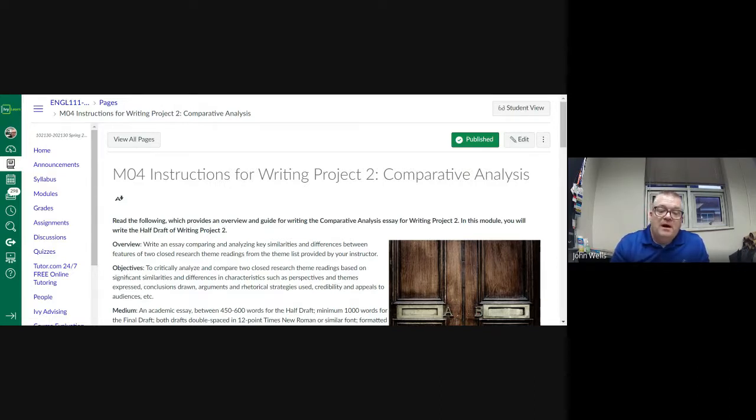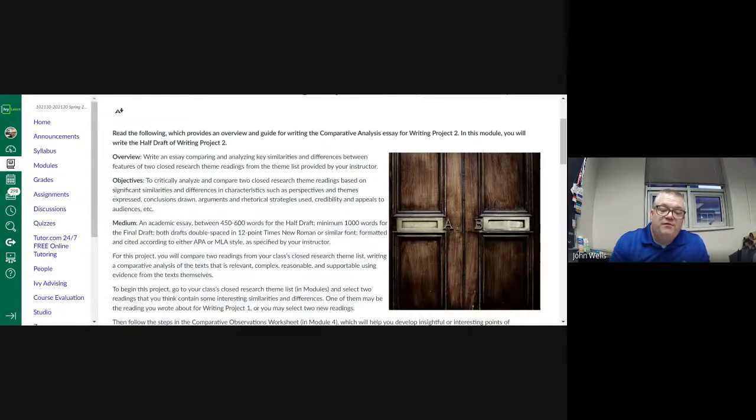Okay. Now, the half draft or the comparative analysis, what we're looking for is an essay that compares and analyzes key similarities or differences. And I want you to note that word key. We're not looking for all of them. We're not looking for everything that's the same or everything that's different. They're different articles. There are going to be differences, right? That's not the goal. The goal is to look for the key differences, the things that make it notable.